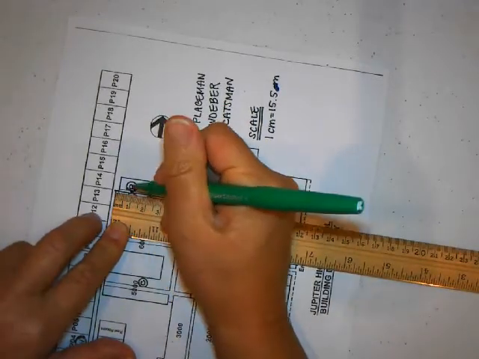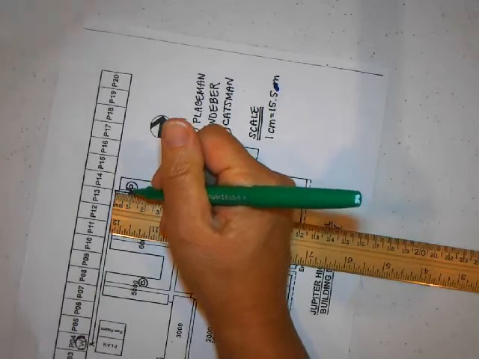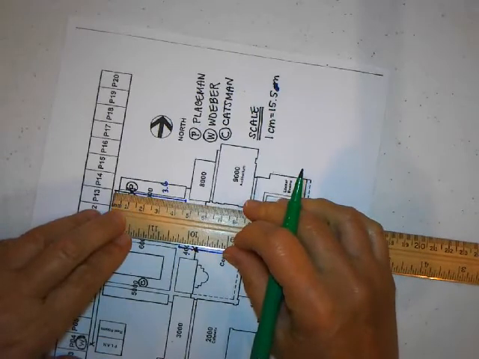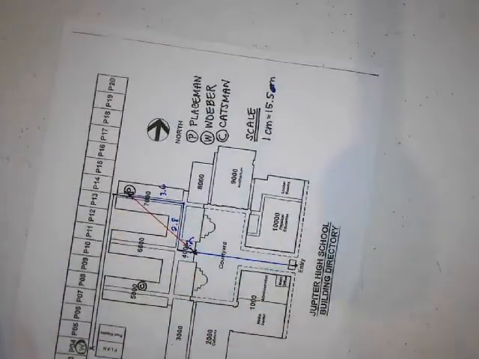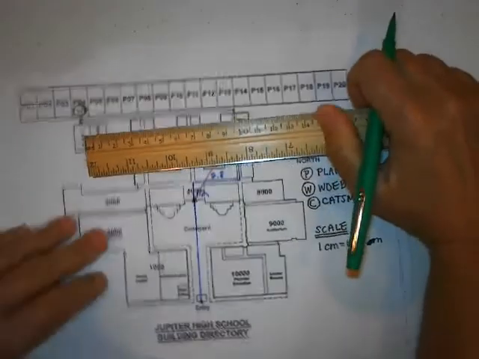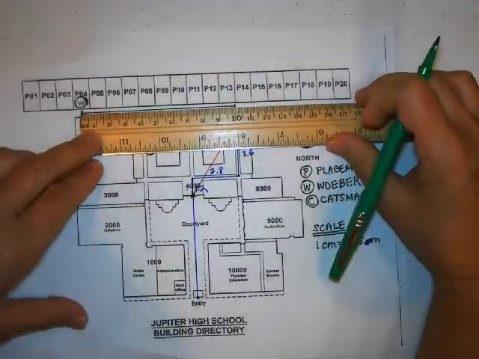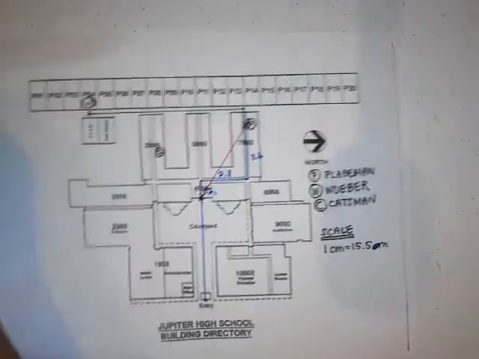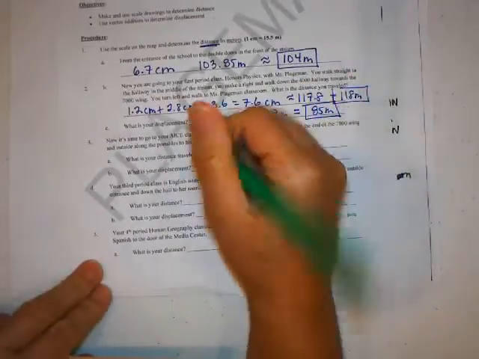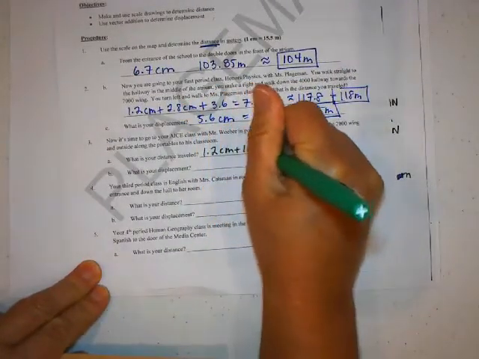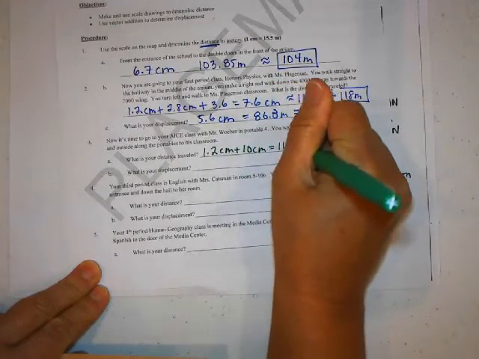that's 1. So it's a little bit more than 1, like 1.2. And then we're going to measure this. And that looks about 10. So the distance is 1.2 centimeters plus 10 centimeters is 11.2 centimeters.